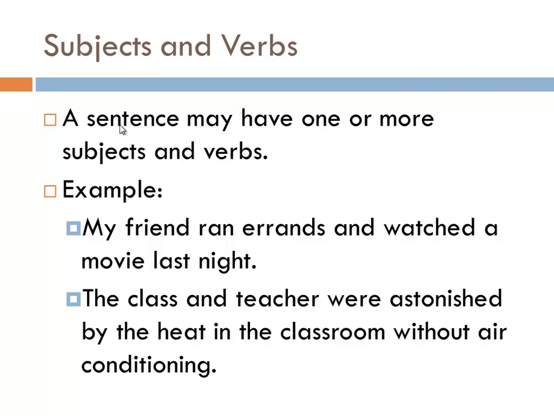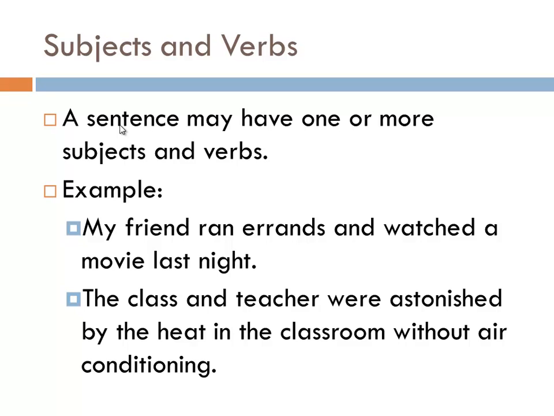So a sentence may have one or more subjects and verbs. Here's my example. My friend ran errands and watched a movie last night. Well, take a moment. What's my subject? Did you find it? Hopefully you know that in this sentence, friend is your subject. So what did your friend do? What's my verb? Or what are my verbs? Hopefully you notice that ran and watched are your verbs.